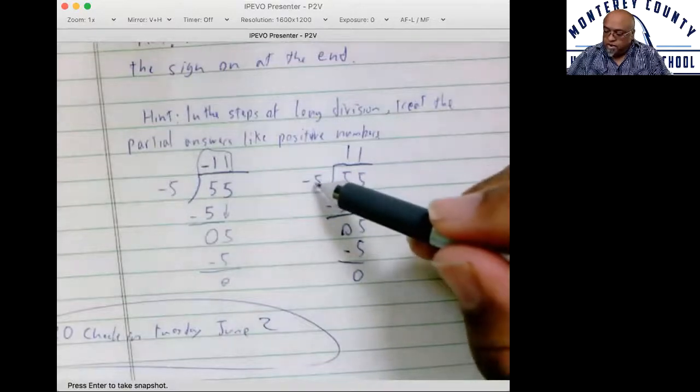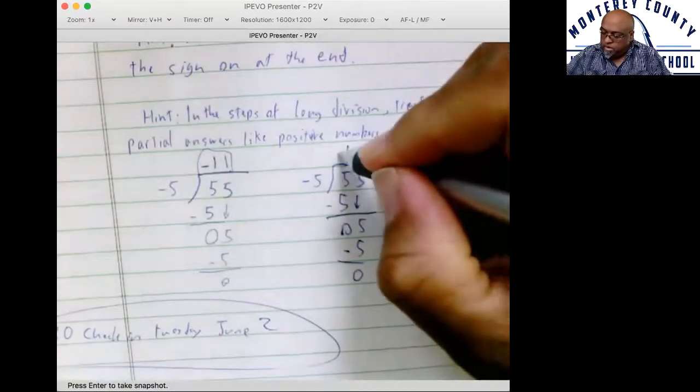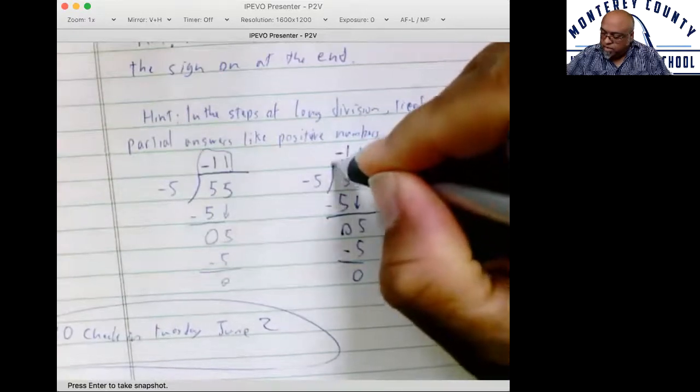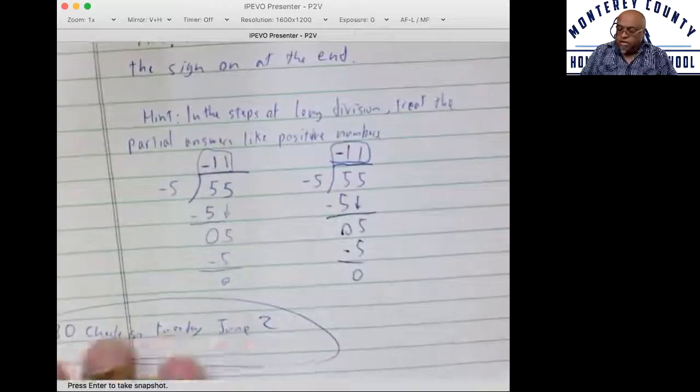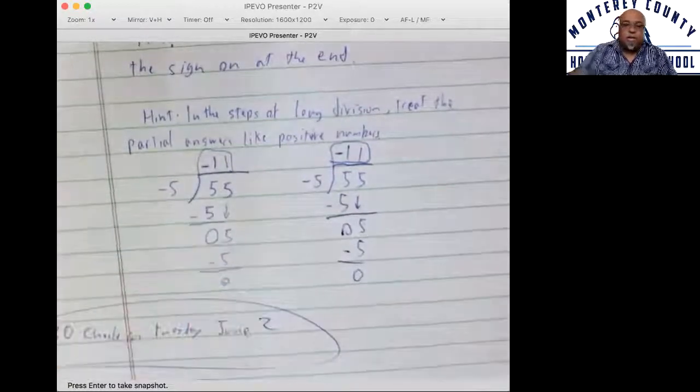So in this case, I have a negative number and a positive number. The rules say if the signs are different, then the answer is negative. You can just ignore that, that was just a note to myself. Now at the bottom of the page here.